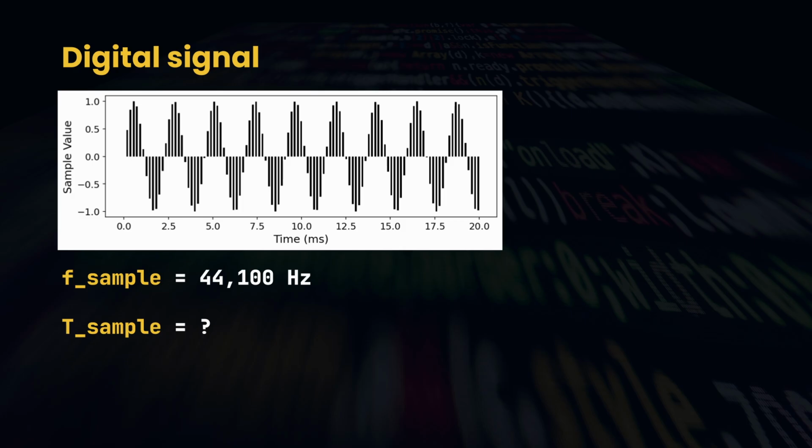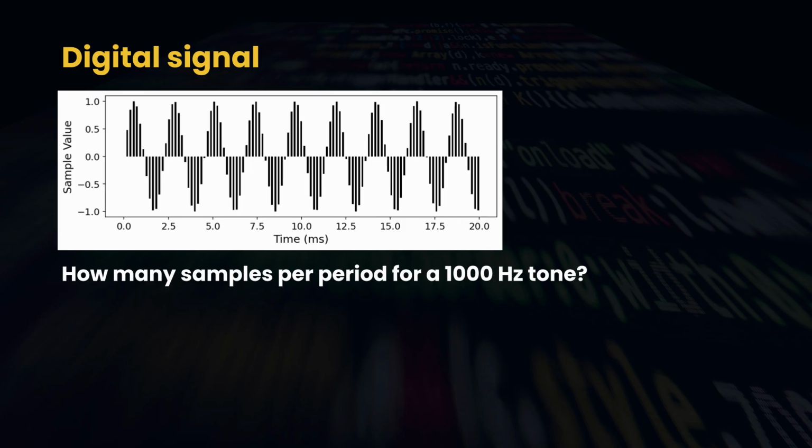As always, period is just the inverse of frequency, and so the time between consecutive samples is about 23 microseconds. Now, this question is essential. Suppose we have a 1 kHz tone. How many samples are needed to represent that signal?